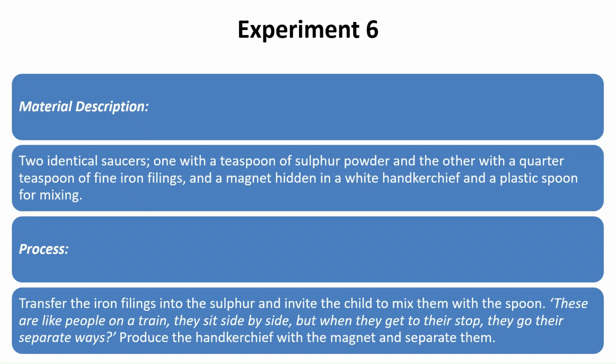Two identical saucers, one with a teaspoon of sulfur powder and the other with a quarter teaspoon of fine iron filings. A magnet hidden in a white handkerchief and a plastic spoon for mixing. Process: transfer the iron filings into the sulfur and invite the child to mix them with a spoon. These are like people on a train. They sit side by side, but when they get to their stop, they go their separate ways. Produce a handkerchief with a magnet and separate them.